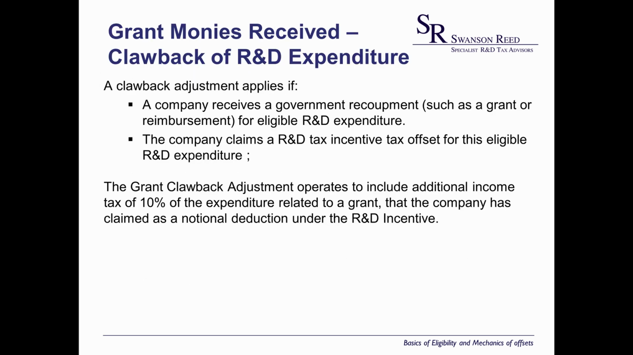It is also important to note that if a company is in receipt of a government grant used to fund R&D expenditure, a specific adjustment may be required. A clawback adjustment applies if a company receives a government grant for eligible R&D expenditure and the company claims the R&D tax incentive tax offset for this eligible R&D expenditure. The grant clawback adjustment operates to include additional income tax of 10% of the expenditure related to the grant that the company has claimed as a notional deduction under the R&D tax incentive.